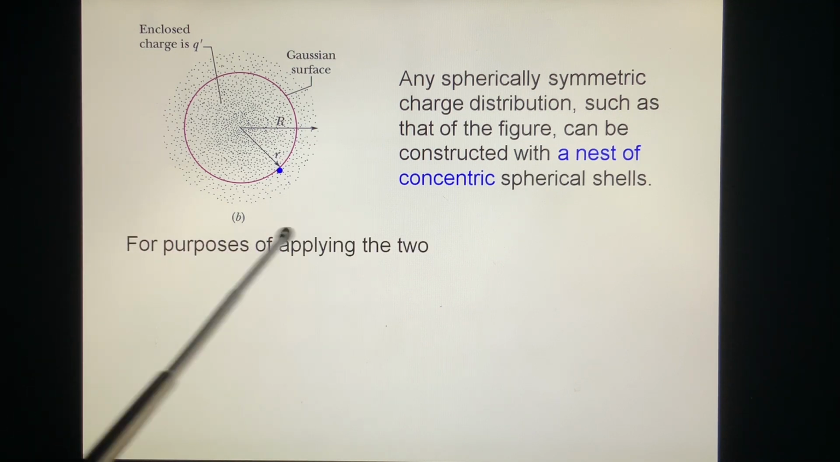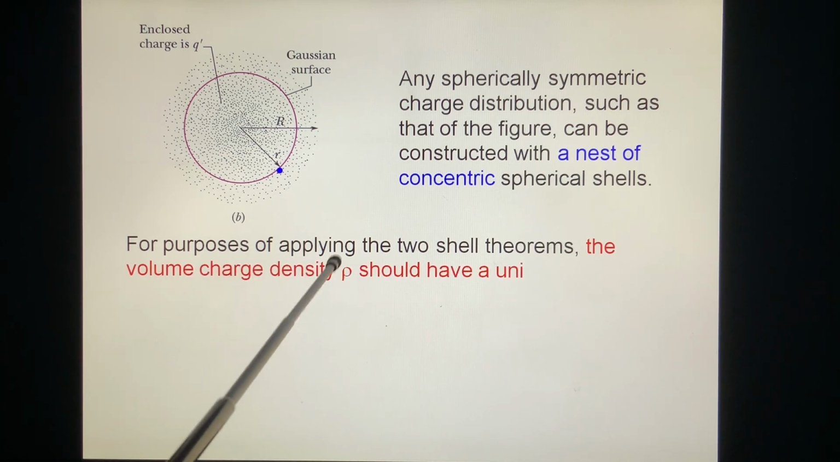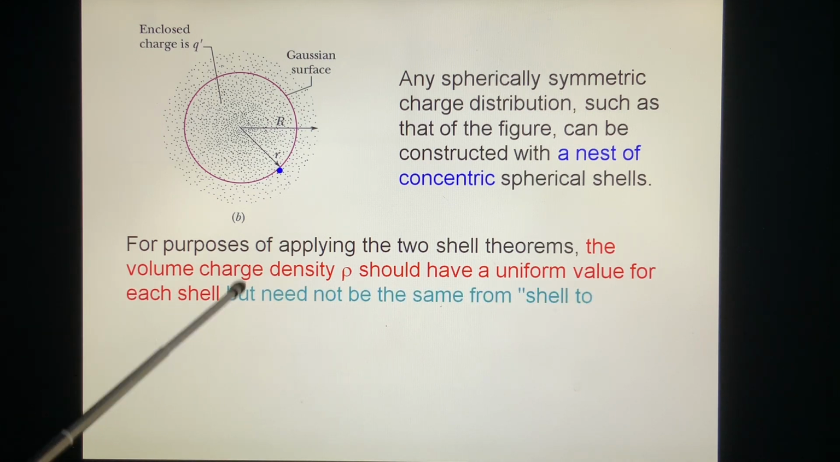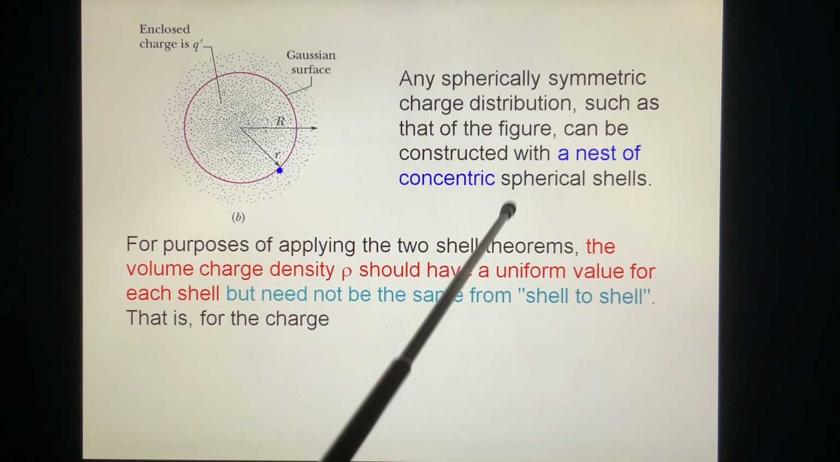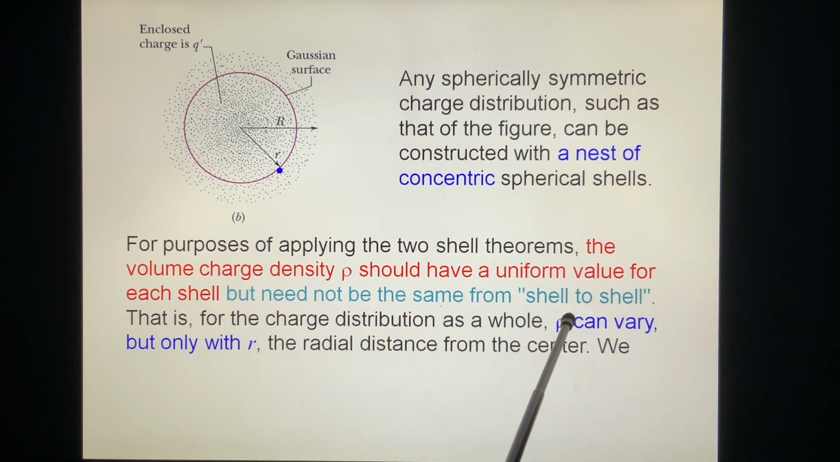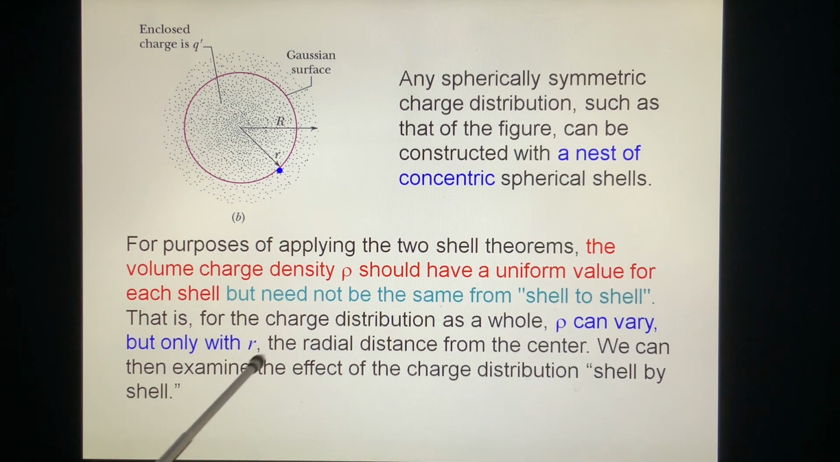For purposes of applying the two shell theorems, the volume charge density should have a uniform value for each shell, but need not be the same from shell to shell. That is, for the charge distribution as a whole, rho can vary, the density can vary, but only with r, the radial distance from the center. We can then examine the effect of the charge distribution shell by shell.